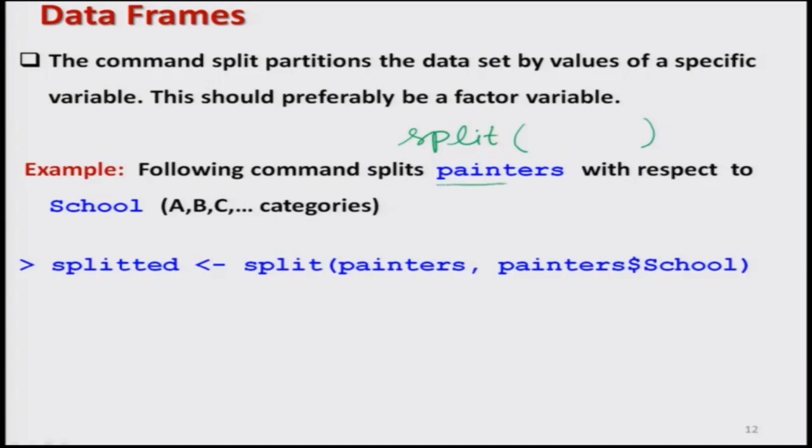Suppose I am going to use here the data set painters, and one of the factor variables in this data set is school. This is my factor variable. So, now what is my interest? You may recall that in the data set painters there were 8 categories of school: A, B, C, D, E, F, G, H, and it was something like school A, school B, school C up to school H.